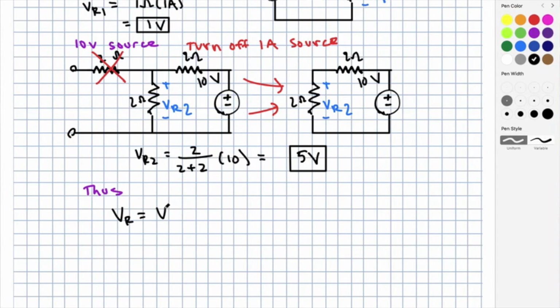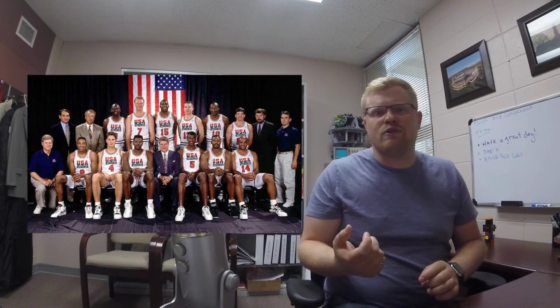Now that I have the contribution from both sources, I can add the result together to get the final answer, which is 6 volts. So, as you can see, we can break down a potentially difficult problem into small, easy problems that use things like Ohm's law and voltage division to find our answer. This makes a good case for the inclusion of superposition on the ElectroFolk Super Team.